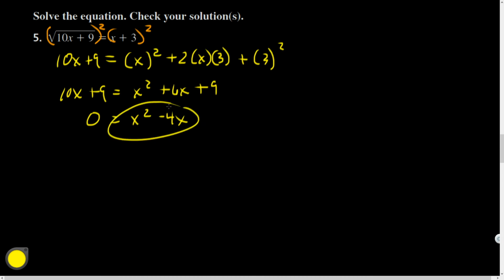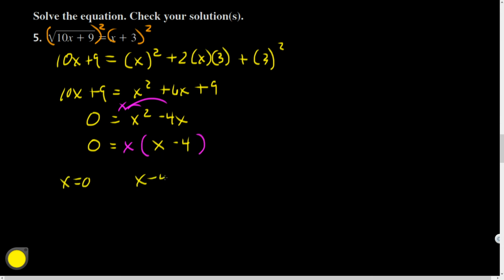I have a quadratic set equal to 0, which means I can use the zero product property. In this case, there was no C term, but I could factor using our good old friend, greatest common factor. Oh man, factoring coming back. It was gone for like a minute, but it's back. And then I would set each of these factors equal to 0. So either the x is equal to 0 or the x minus 4 is equal to 0.